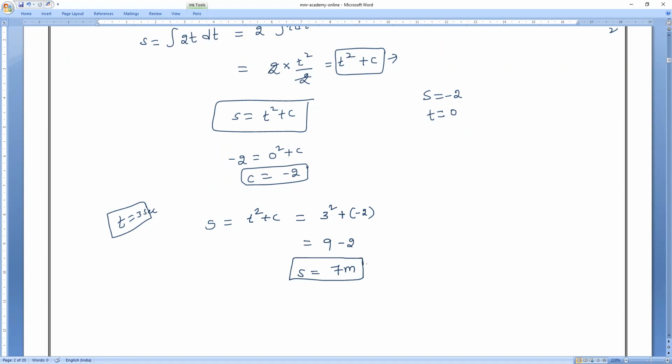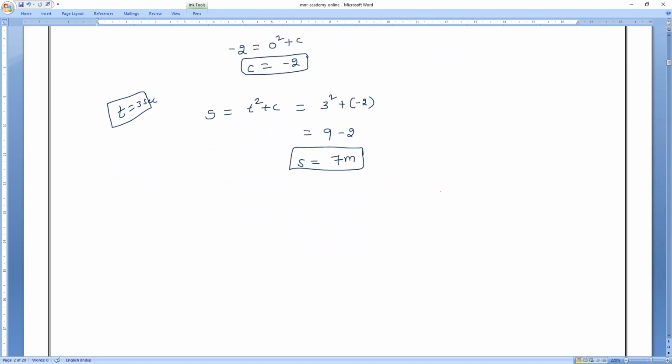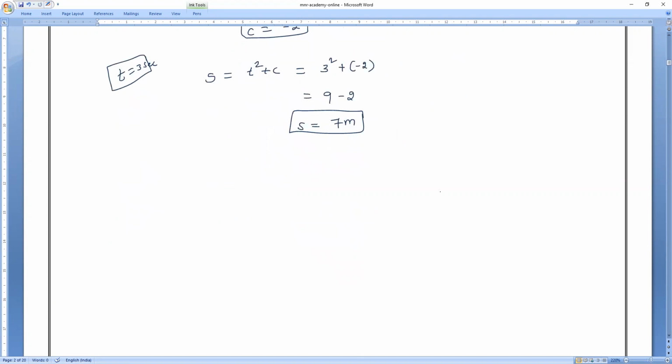Understand? So we must find the c value before going to find the displacement. Are you all clear? That is the point you have to remember. You must find the c value before finding the displacement. Be very careful, analyze the question and solve it. Thinking skill should increase.